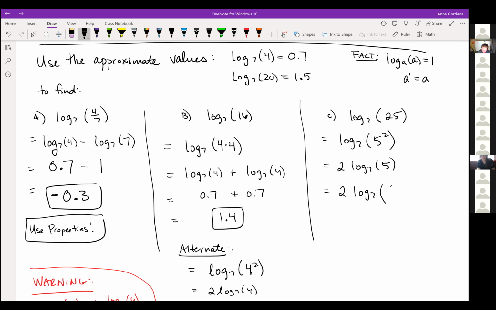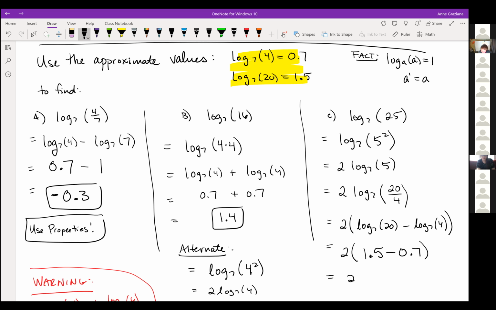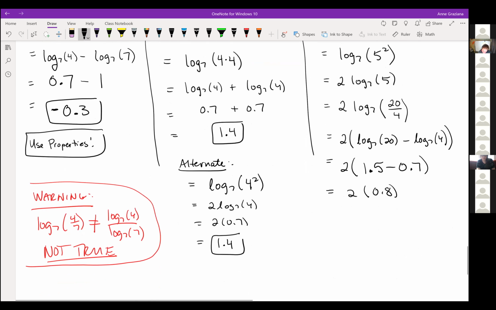It also has to be equivalent. So 5 is the same as 20 divided by 4. Do you guys see that? All I did was write 5 as 20 divided by 4, because now I'm going to be able to use my stuff up here and rewrite this as a quotient. So this is 2 times log base 7 of 20 minus log base 7 of 4, which is 2 times 1.5 minus 0.7. So this is 2 times 0.8, which is 1.6.